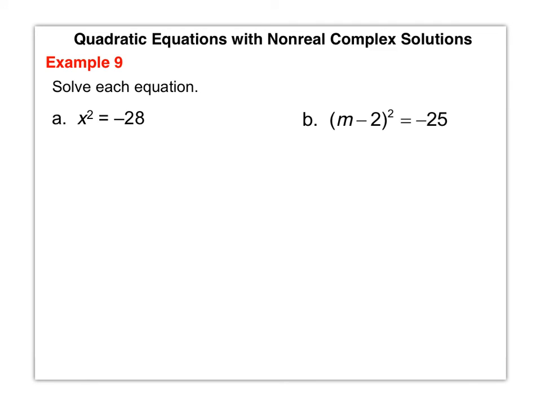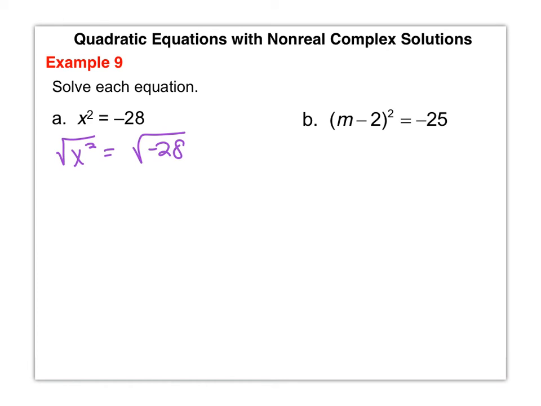All right, let's look at quadratic equations with non-real complex solutions. In example number 1, we want to solve each equation. Part A is x squared equals negative 28. By applying the square root property, we can take the square root of the left side as long as we take the square root of the right side.